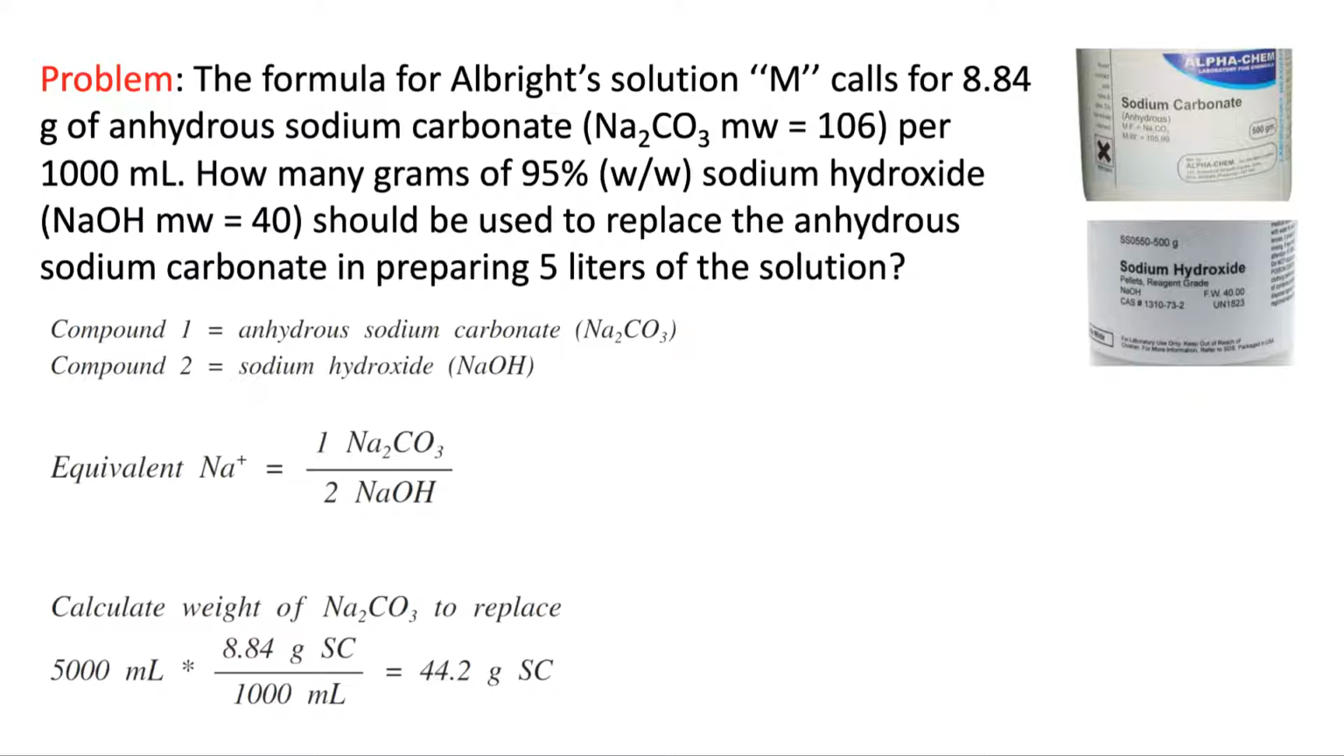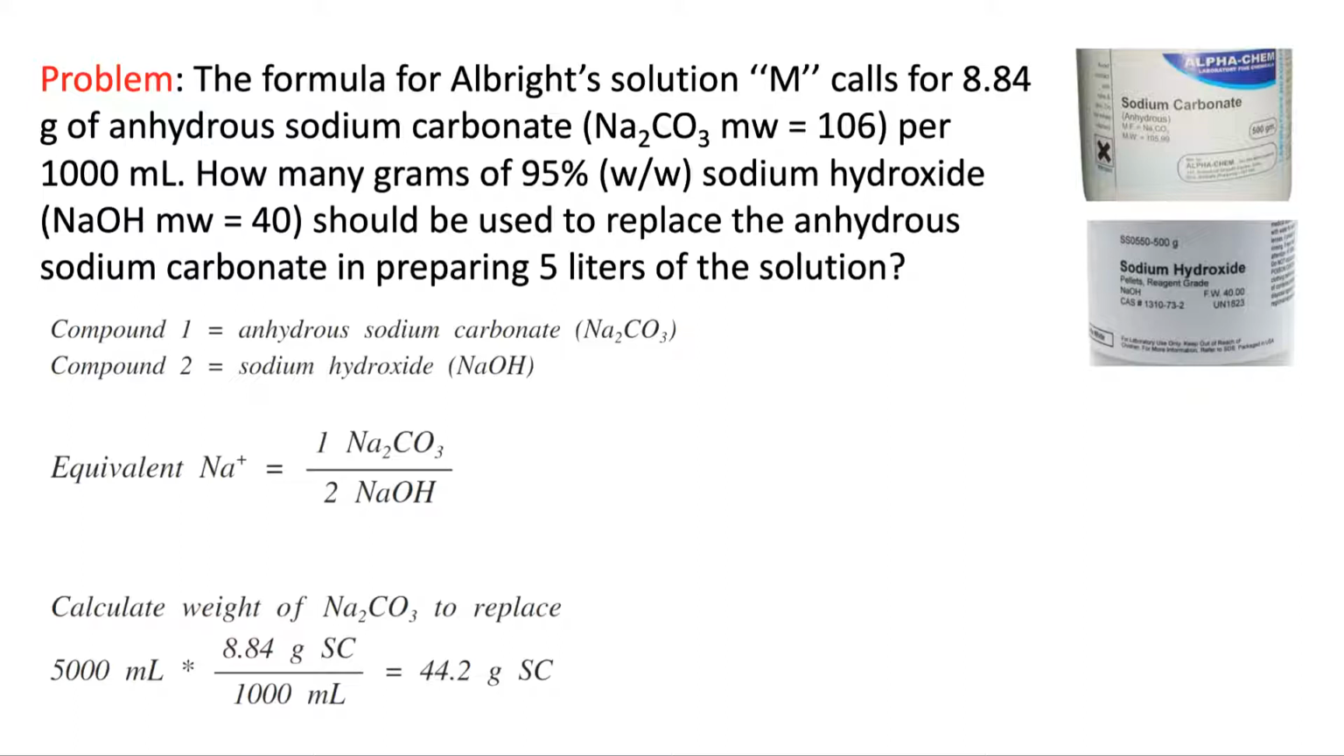So, let's take our 5,000 milliliters that we want to prepare times that concentration of 8.84 grams of sodium carbonate per 1,000 milliliters. Milliliters will cancel, and we would end up in grams of sodium carbonate. So to make our 5 liters, we need 44.2 grams of sodium carbonate. But this is where we want to replace it. We don't want to use 44.2 grams of sodium carbonate.